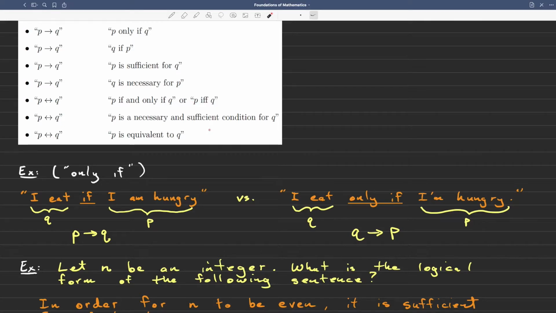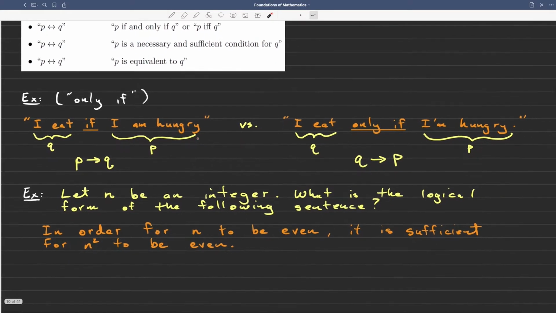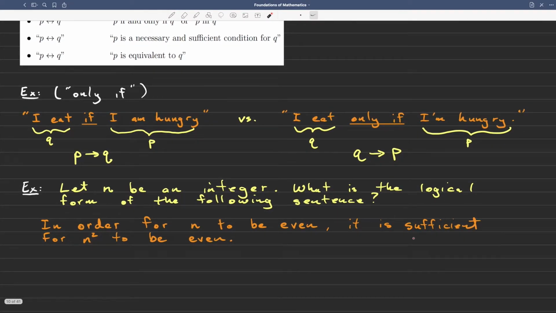So what is sufficient? It is sufficient for n squared to be even. So n squared being even is going to be your P, your hypothesis, and then n squared being even is sufficient for n to be even.